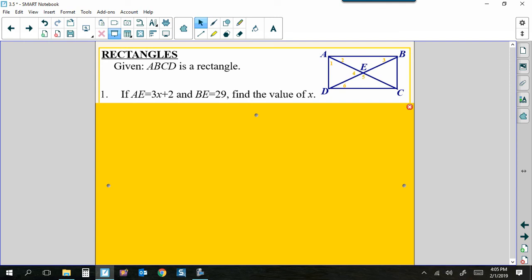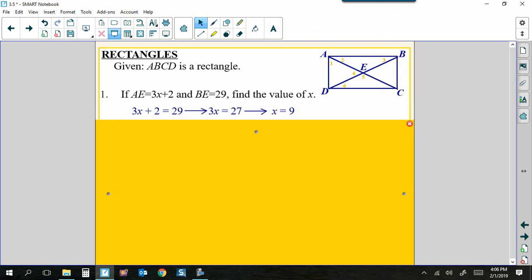Yes. So go ahead and label AE, where it says 2, you're going to label that 3x plus 2, and then where it says EB, you're going to go ahead and label that 29. So we know, because this is a rectangle, and we also know by the properties, that they are all isosceles triangles inside the rectangle. So since we know isosceles triangles, both of the sides are congruent, we're going to say that 3x plus 2 is equal to 29. So since 3x plus 2 is equal to 29, I can say that 3x equals 27 and x equals 9.